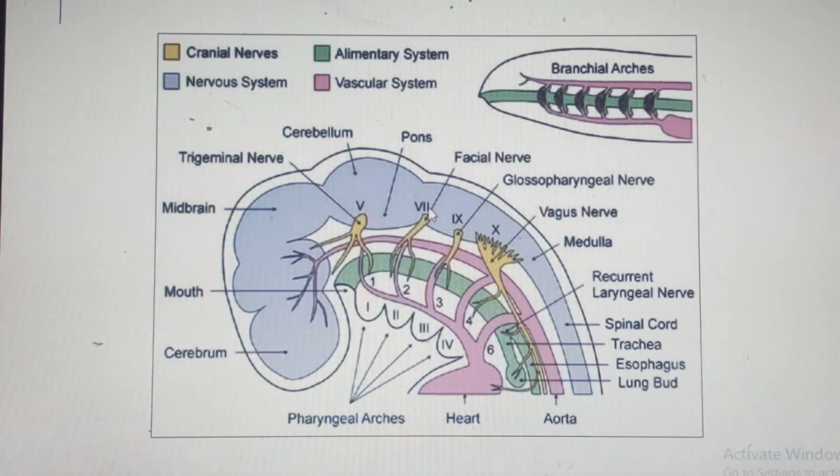Then the facial nerve, except chorda tympani, will be supplying the second arch, and the third arch by the glossopharyngeal nerve. Then the fourth and the sixth arch via the vagus nerve, but the fourth one by the superior branch of the vagus nerve, then the sixth arch by the recurrent branch of the vagus nerve. So please, that is what I want you to know.